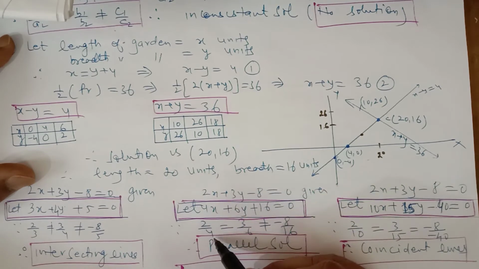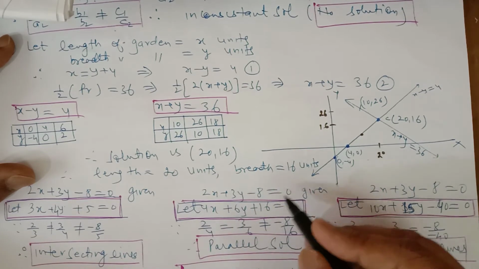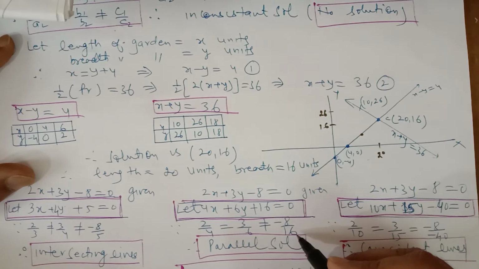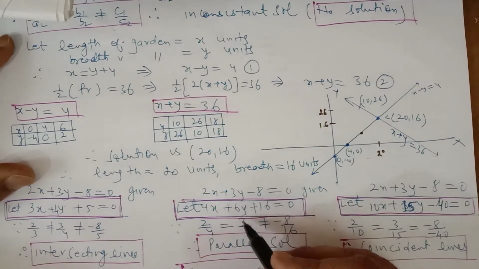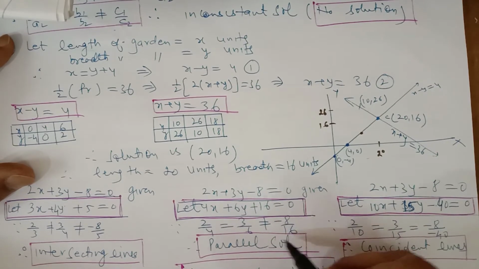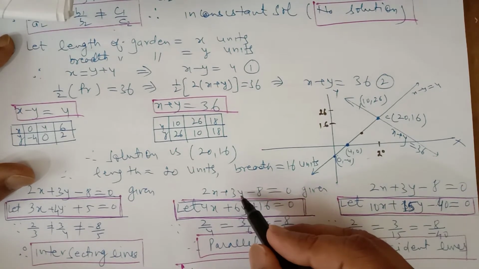Now 2 upon 4 is 1 upon 2, 3 upon 6 is 1 upon 2, and minus 8 upon 16 is not equal to the first two. So it means, because a1 upon a2 is equal to b1 upon b2 is not equal to c1 upon c2, therefore this line will be parallel to this.